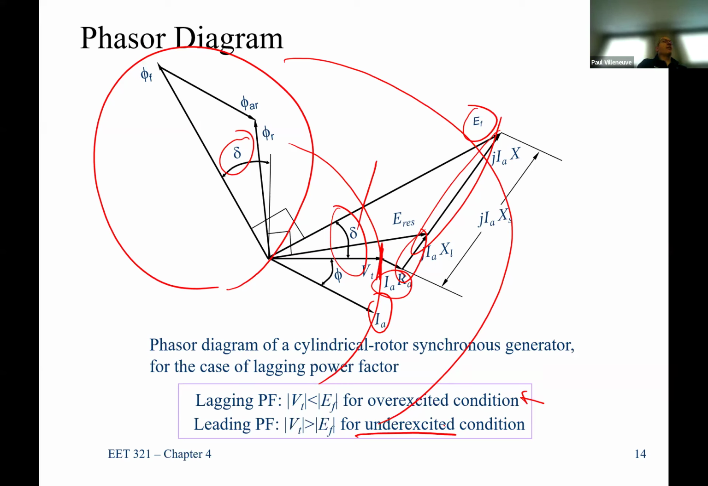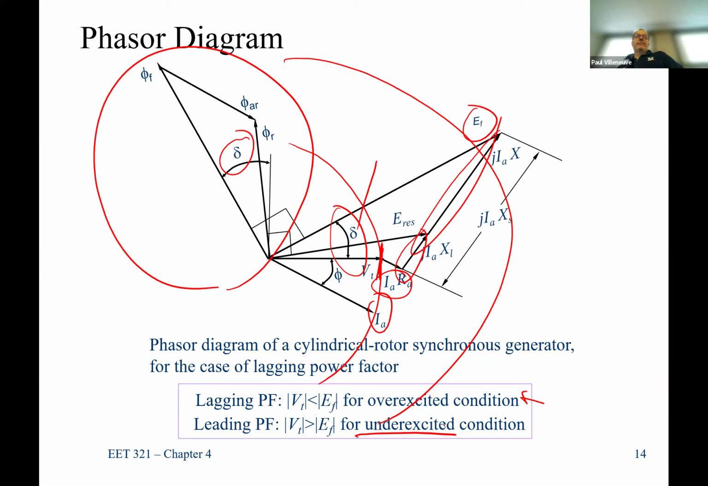The field current that you need is not enough to deliver rated terminal voltage by itself. You've got to steal some reactive power from the grid to be able to do that. Whereas if it's overexcited, the voltage is much higher than it needs to be, or maybe a little bit higher than it needs to be to maintain the terminal voltage at around nominal.